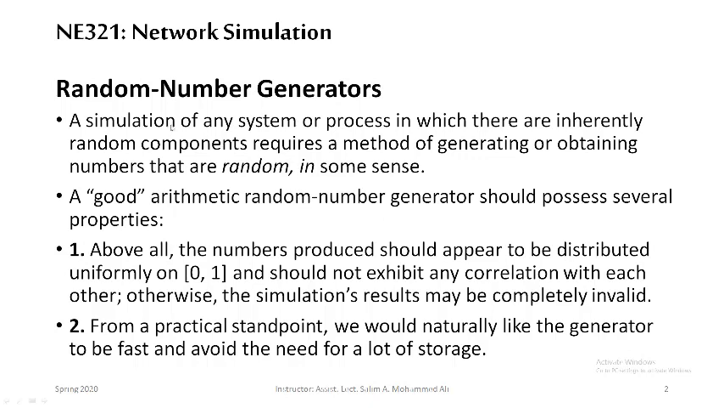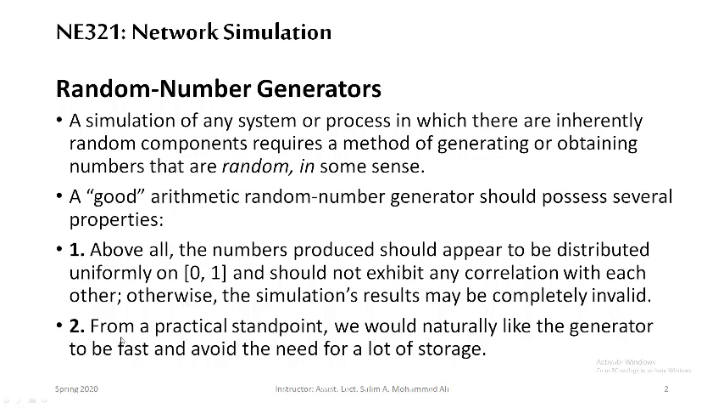A simulation of any system or process in which there are inherently random components requires a method of generating or obtaining numbers that are random in some sense. A good arithmetic random generator should possess several properties. The first property is, above all, the numbers produced should appear to be distributed uniformly between 0 and 1 and should not exhibit any correlation with each other. It means that two random numbers generated by a system should have zero correlation among them. Otherwise, the simulation results may be completely invalid.